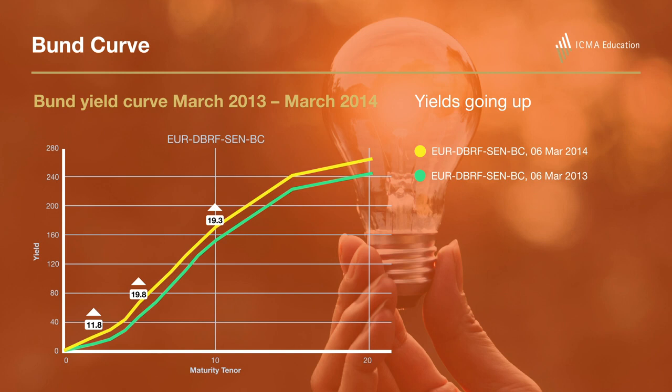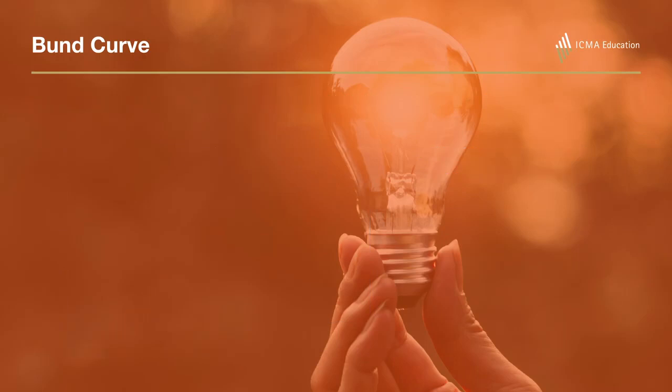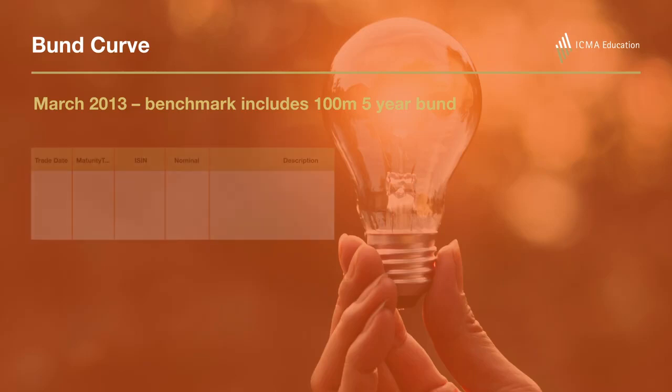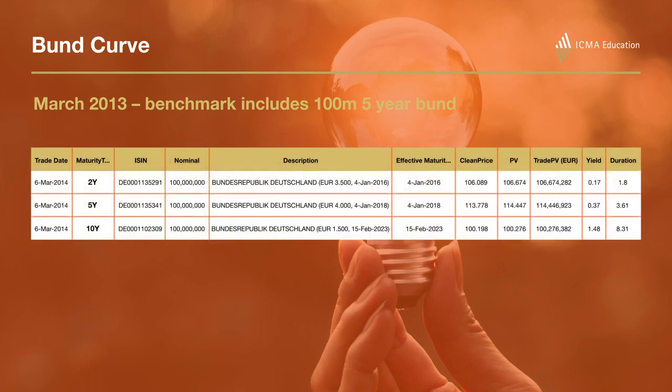And we imagine that you're managing money versus a benchmark. It's March 2013, and your benchmark includes 100 million of the 5-year bund. On that part of your investments, the part that's invested versus that part of the benchmark, we ask the question, okay, where do you want to invest your money? Do you want to invest in the 2-year, shorten your duration? Do you want to invest in the 5-year, match the benchmark? Or do you want to invest in the 10-year and go longer in terms of duration?